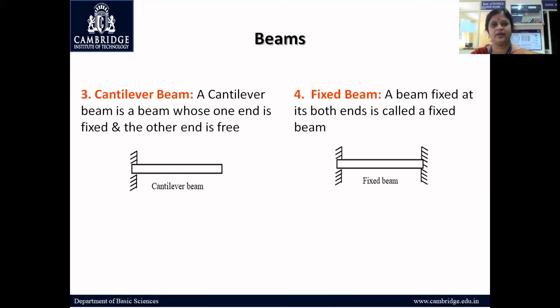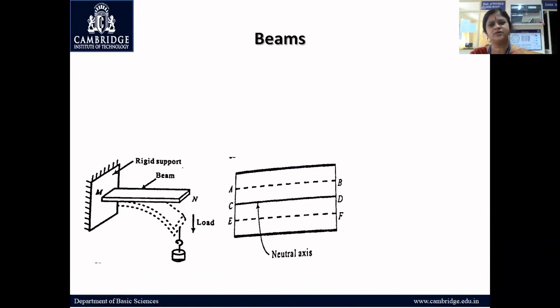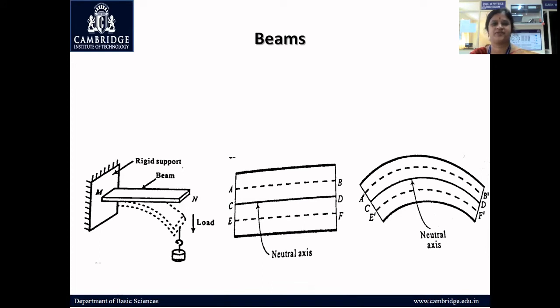Right. Now let us know what is a neutral surface and a neutral axis. Now see here, this is a beam. Let me consider a wooden beam, a wooden scale. That is a beam. So in this wooden beam, let us imagine it is made up of a large number of thin layers like that.